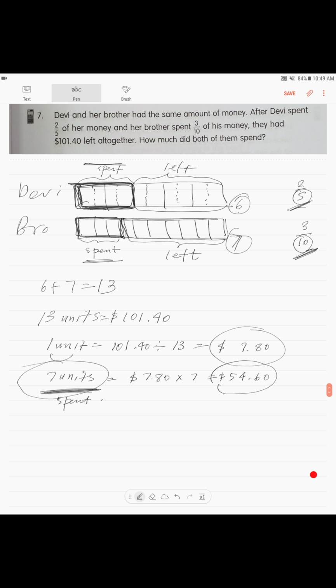The answer is 54.60, and you write your answer. Both of them spent $54.60.